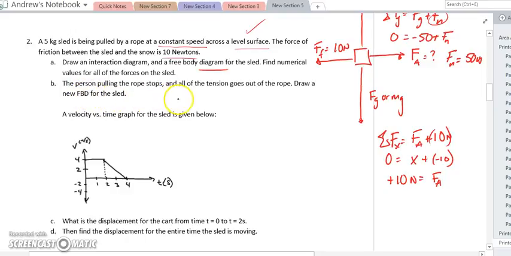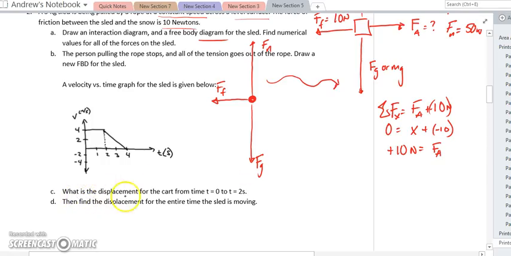The person pulling the rope stops, and then all the tension force goes out of the rope. Draw a new free body diagram. So all that would mean is that we've got this force of friction here. It doesn't change the normal force. It doesn't change the force of gravity. And what will happen here is the sled is still moving in this direction here, we assume, so it's going to eventually slow down and stop.